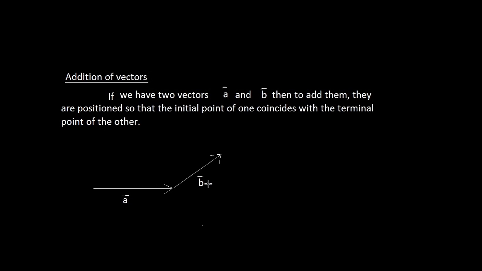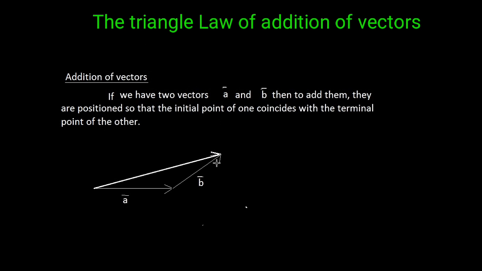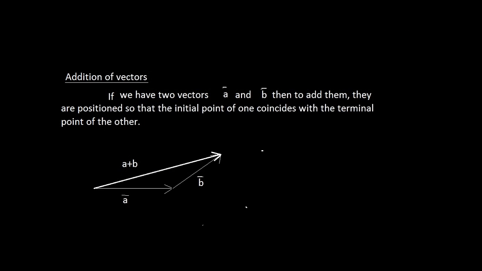Now to find the sum of A bar and B bar, we draw a vector from the initial point of A bar to the terminal point of the B bar. This vector represents the sum of vector A and vector B, and this is called the triangle law of addition of vectors.